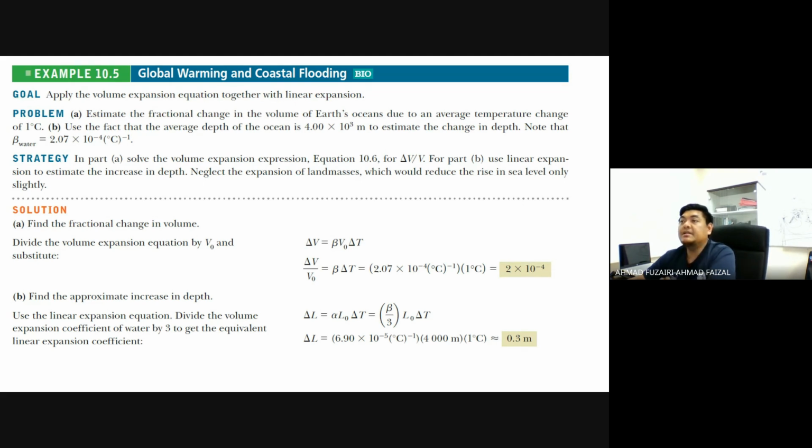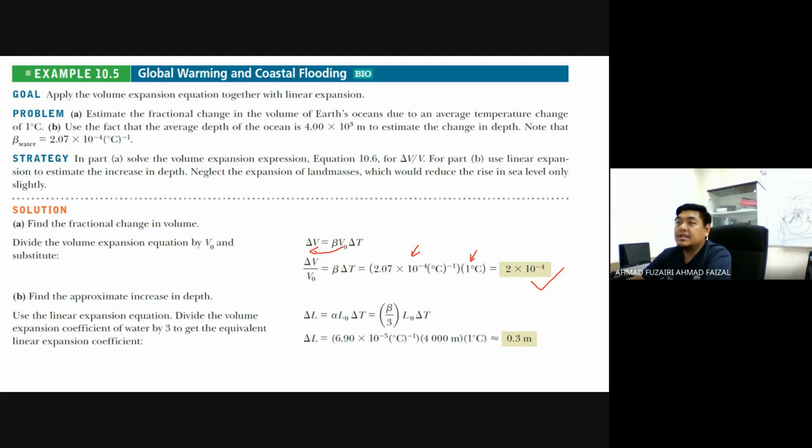Estimate the fractional change in the volumes of Earth's oceans due to an average temperature change of 1 degree Celsius. So we use delta V equals beta V naught delta T. You bring V naught to this side, and we are left with beta, which is for seawater, the oceans. Then you multiply with delta T, because it is 1 minus 0, so you get the fractional change, which is 2 times 10 to the power of negative 4.